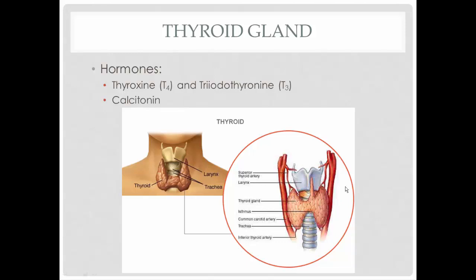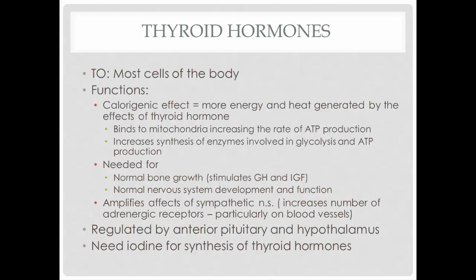Now, the thyroid gland is located in the neck, where it partially surrounds the trachea and is located just below the larynx. The thyroid gland produces thyroid hormones, which are called thyroxine and triiodothyronine, or T4 and T3 respectively, and it produces calcitonin. First, the thyroid hormones. The target organ for thyroid hormone is most cells of the body. Its function is all about raising metabolic rates, so it has a calorigenic effect.